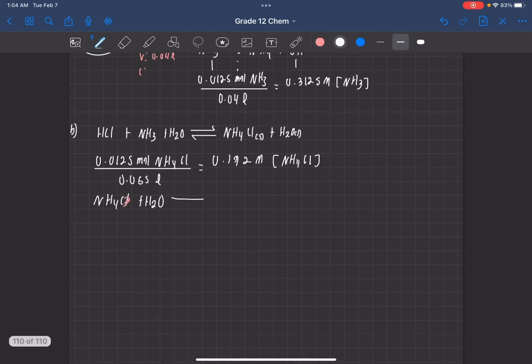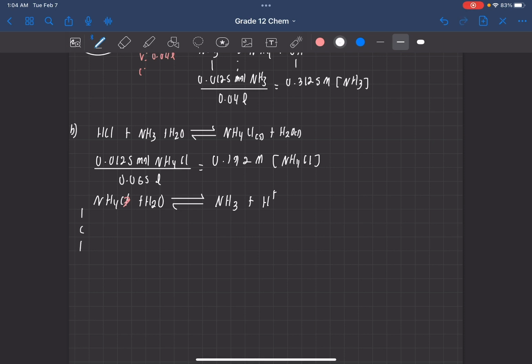So what we end up forming is our ammonia and hydronium, right? This ammonium donates an H plus to the H2O, converting that into H3O plus, and we're left with ammonia, its conjugate base. So let's write our ICE table.